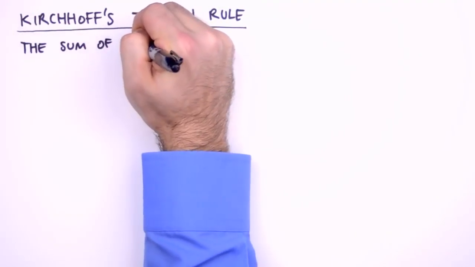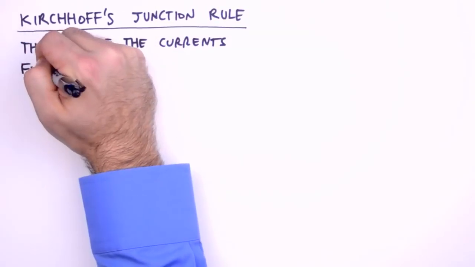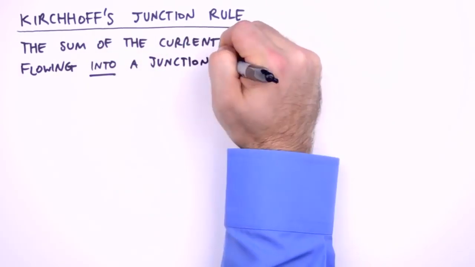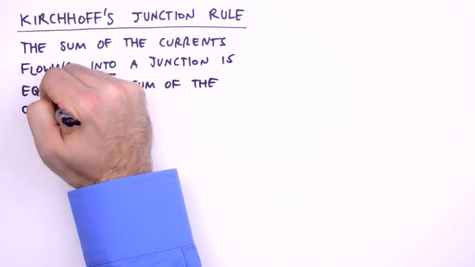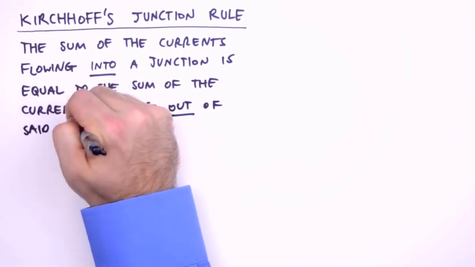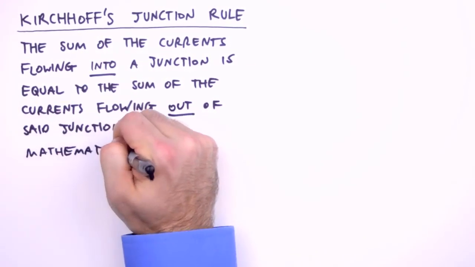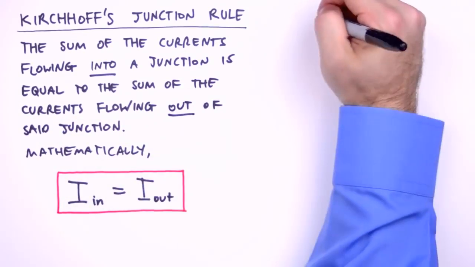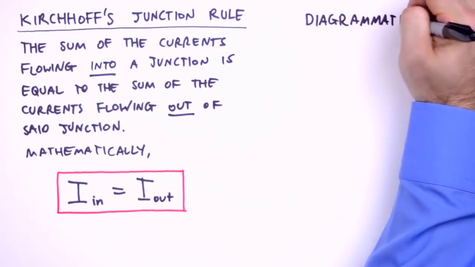The Junction Rule states that the sum of the currents flowing, and yes, I know that current flow is a bit redundantly redundant. Anyway, the sum of the currents flowing into a junction is equal to the sum of the currents flowing out of said junction. Mathematically speaking, current in equals current out. Sounds simple enough, right? Let's take a look at a circuit diagram for a junction to elucidate this rule.